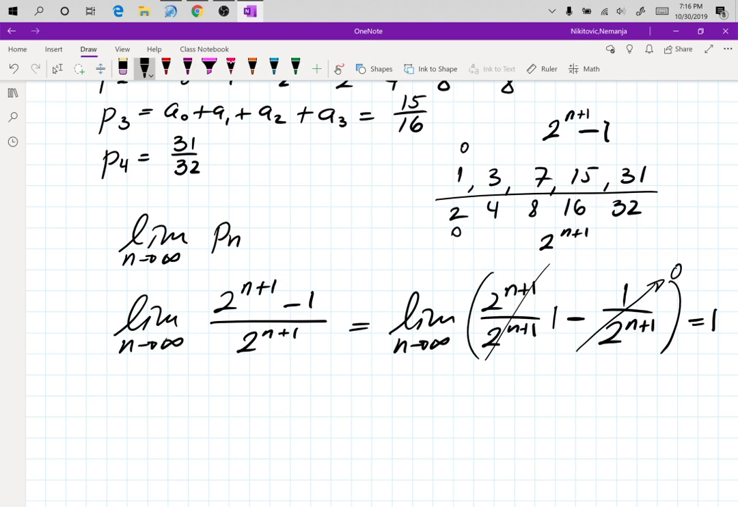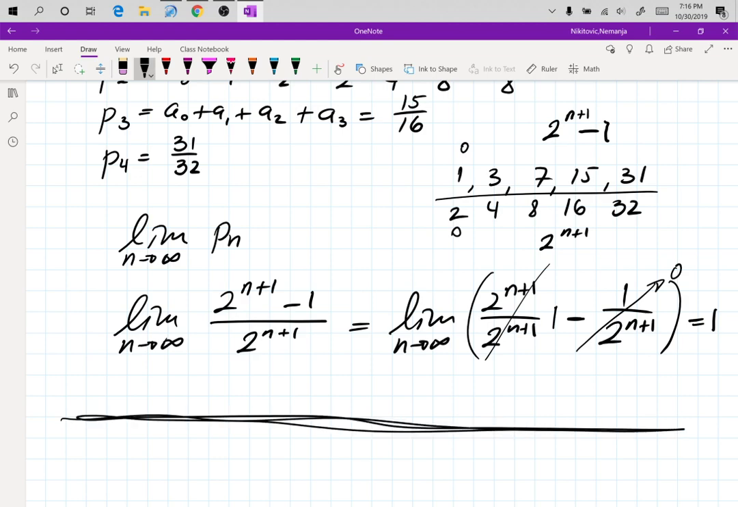Awesome. Computers can't do this, by the way. Yet. When computers can do this, we're done as a species. All right? We are done. Cool.